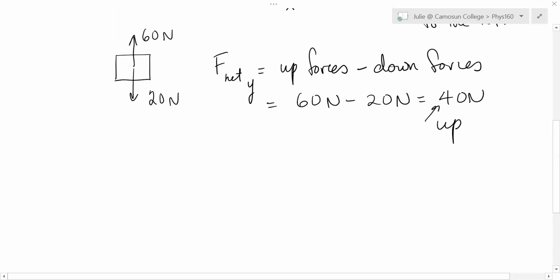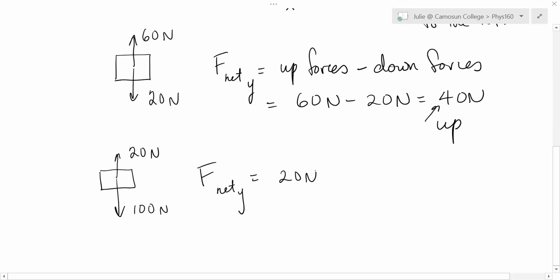And if we had more force down than up, so maybe something was in the air and it had a huge force of gravity of 100 newtons, and maybe just a little bit of air resistance of 20 newtons, well, the net force in the y direction then would be up minus down, negative 80. And this tells you the net force is down. And if nothing else is acting, that thing would continue on down.